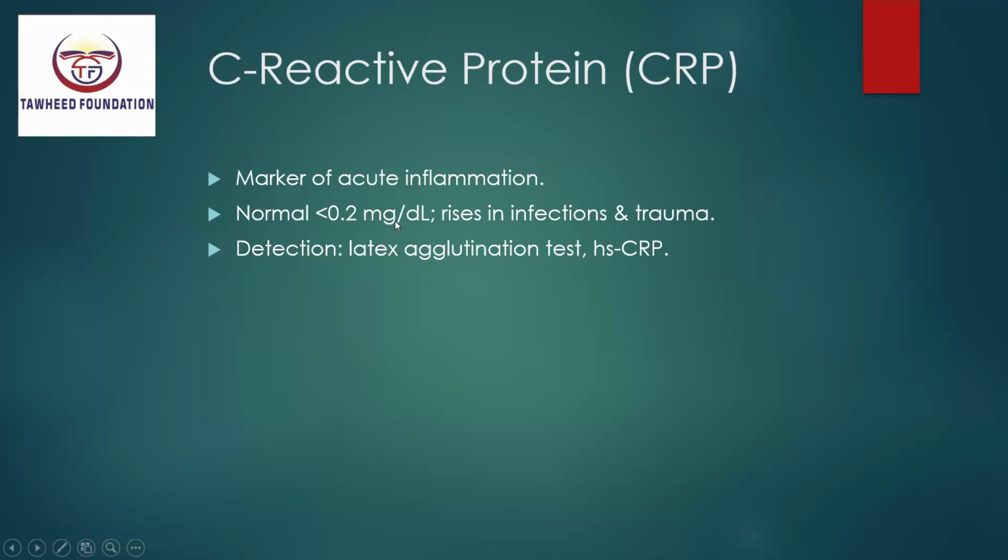CRP can be detected by the precipitation method using C carbohydrate antigen, which is not in use now. The latex passive agglutination test uses latex particles. It is the most widely used method employed worldwide. The detection limit of CRP by latex agglutination test is 0.6 mg per dl. So there is the highly sensitive CRP, the HS-CRP test. Minute quantities of CRP can be detected by various methods, such as enzyme immunoassays.